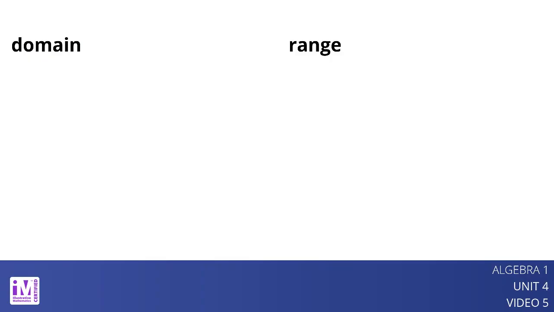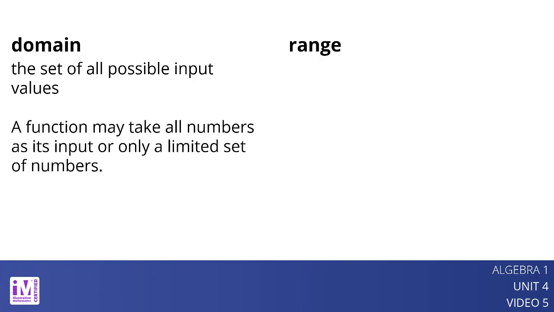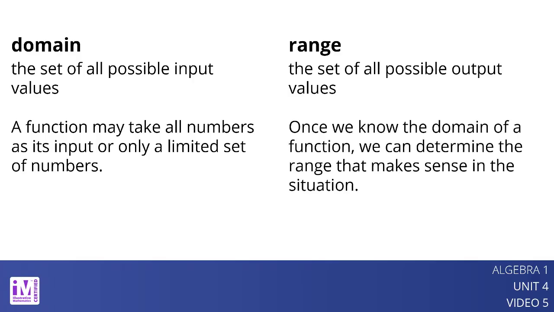The domain of a function is the set of all possible input values. Depending on the situation represented, a function may take all numbers as its input or only a limited set of numbers. The range of a function is the set of all possible output values. Once we know the domain of a function, we can determine the range that makes sense in the situation. Let's look at an example.